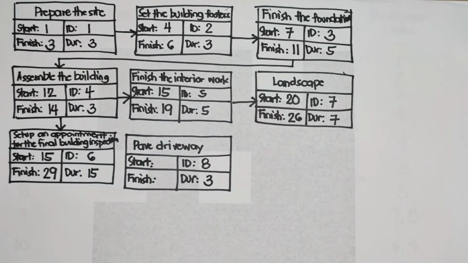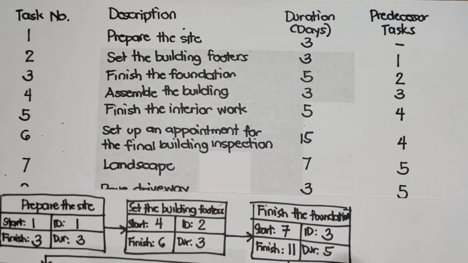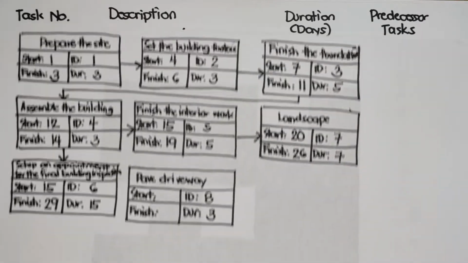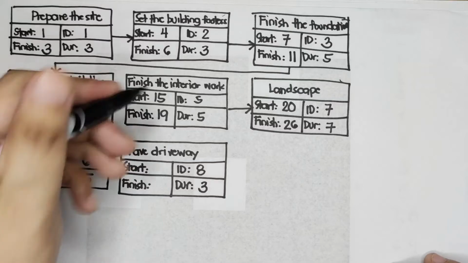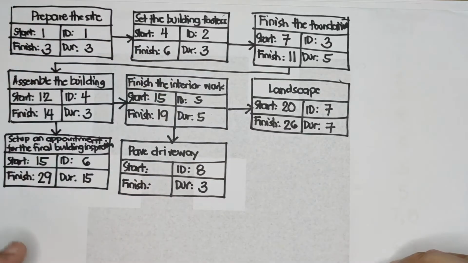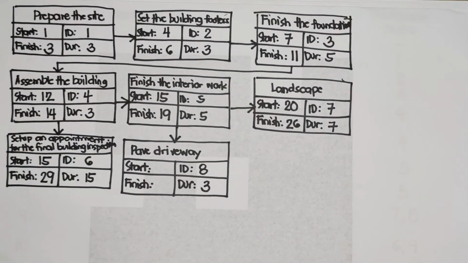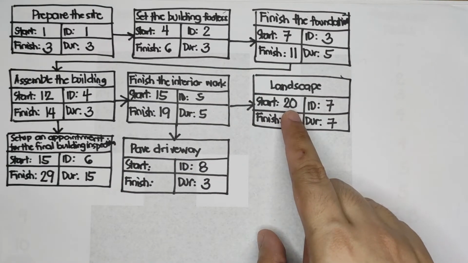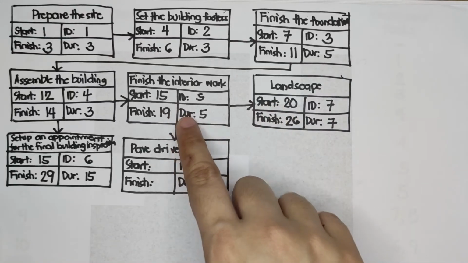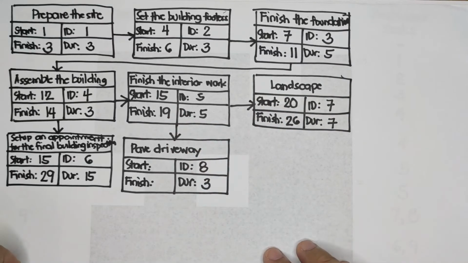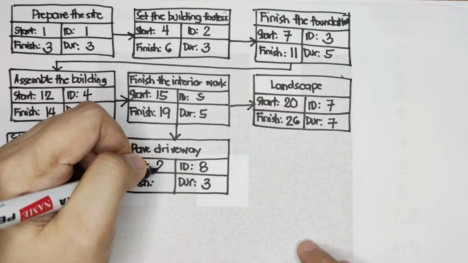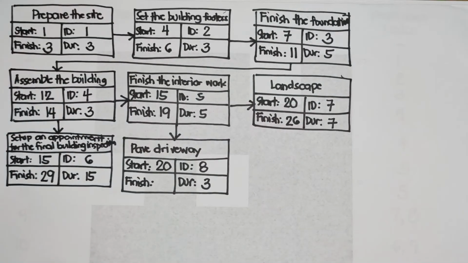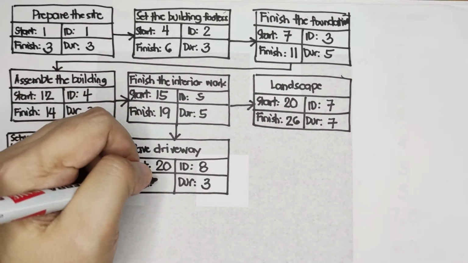Since its predecessor task is also number 5, let's create an arrow coming from task number 5. Since it's the same predecessor as landscape, the start day is also 20. To calculate the finish day, 20 plus 3 is 23, minus 1 is 22.